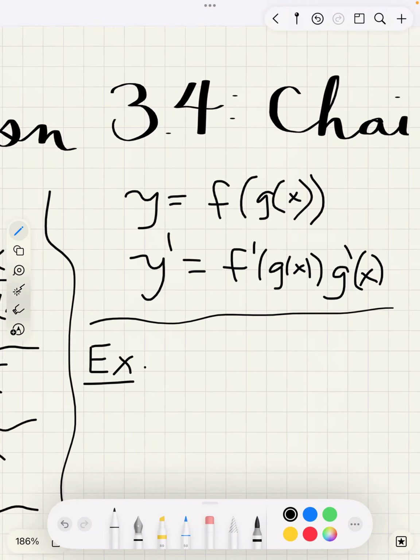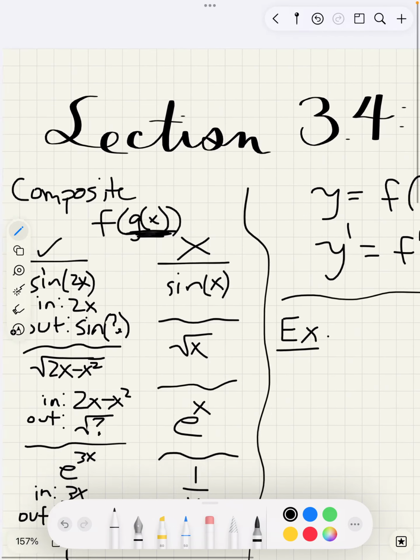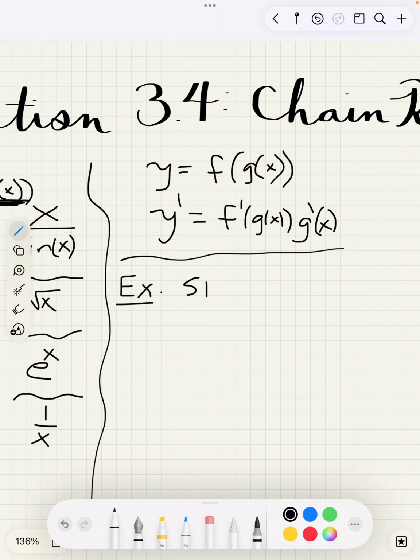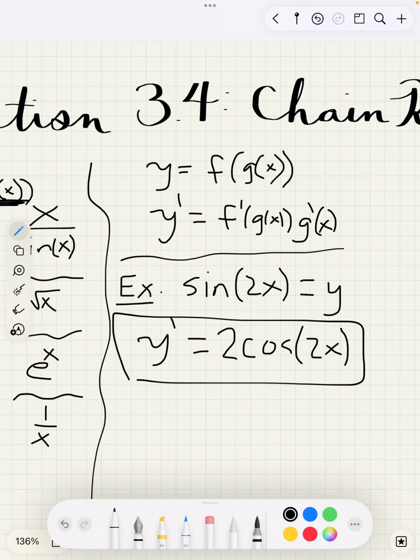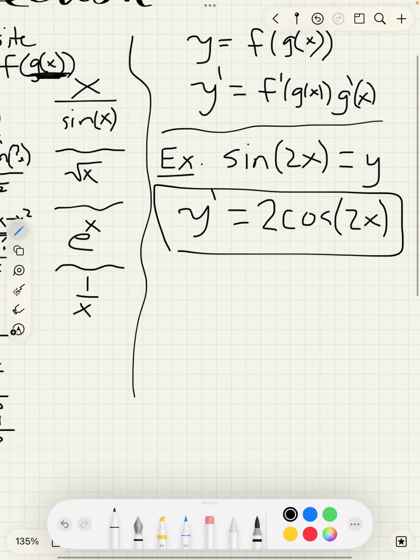If I go back to some of the examples we wrote out, let's say I want the derivative of sine of 2x. Then y prime is going to be, well, not sine of 2x, the derivative of sine. Derivative of sine is cosine of 2x multiplied by the derivative of 2x, which is 2. Typically, when we multiply by numbers, we put them in the front. So that's the derivative. Another example.